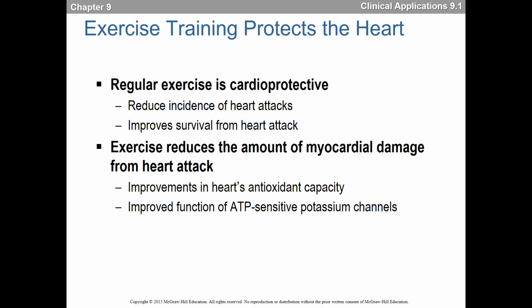Now, here, I used to have people read this on Valentine's Day. I don't believe I did it this year. Exercise training protects heart muscle. All I really want you to know here is that just 5 days or so of regular aerobic exercise seems to protect against damage to the heart if you have a heart attack.